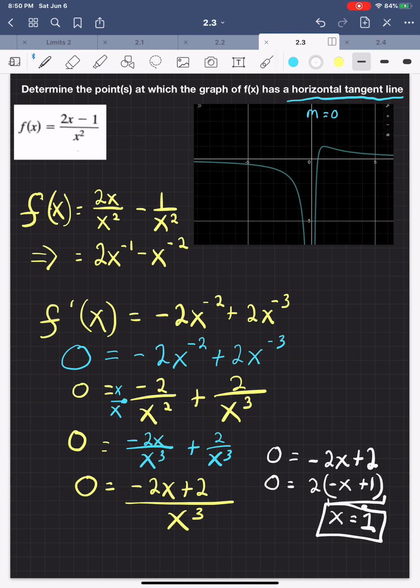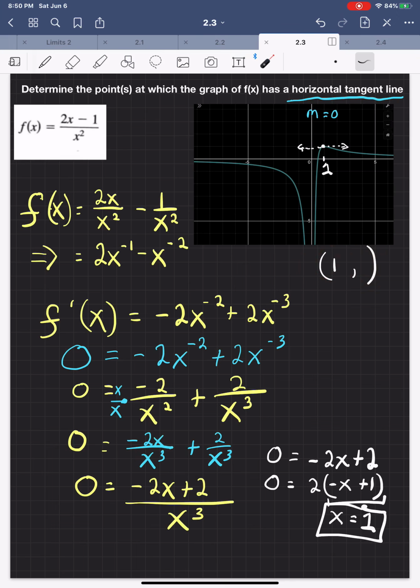I know at this point when x is 1, right? So looking at the graph up here, here's where x is equal to 1. I know that there's going to be a horizontal tangent line, a slope of 0 at that point. Okay, but I really haven't answered the question. The question is determine the point or points where there's a horizontal tangent line. All I have is an x value.